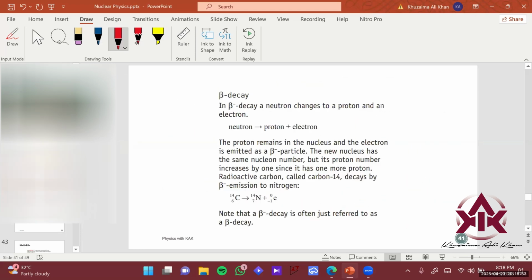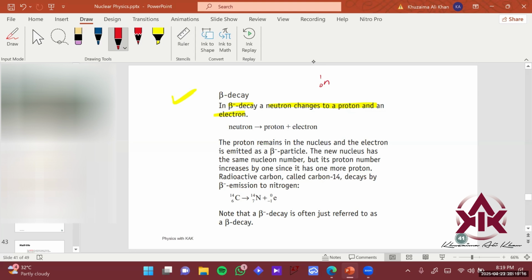And then you have beta decay. How does beta decay take place? This is beta negative decay. A neutron changes to a proton and an electron. Let's see how that makes sense. A neutron has mass number 1 and charge 0. This is the representation of a neutron here.